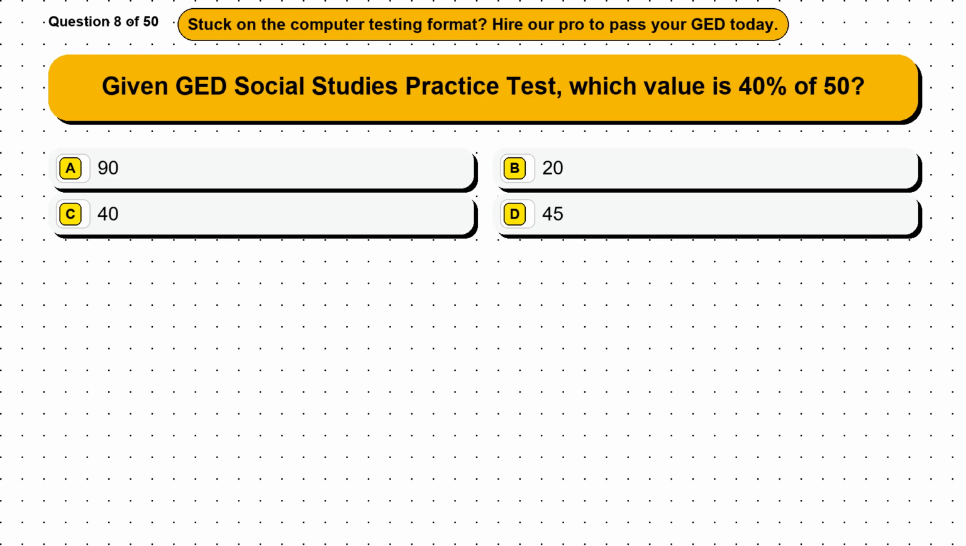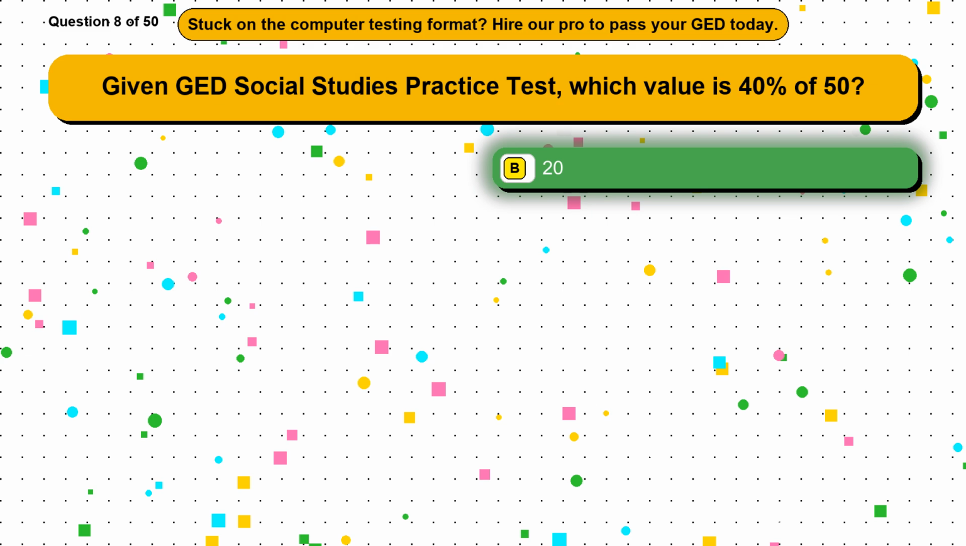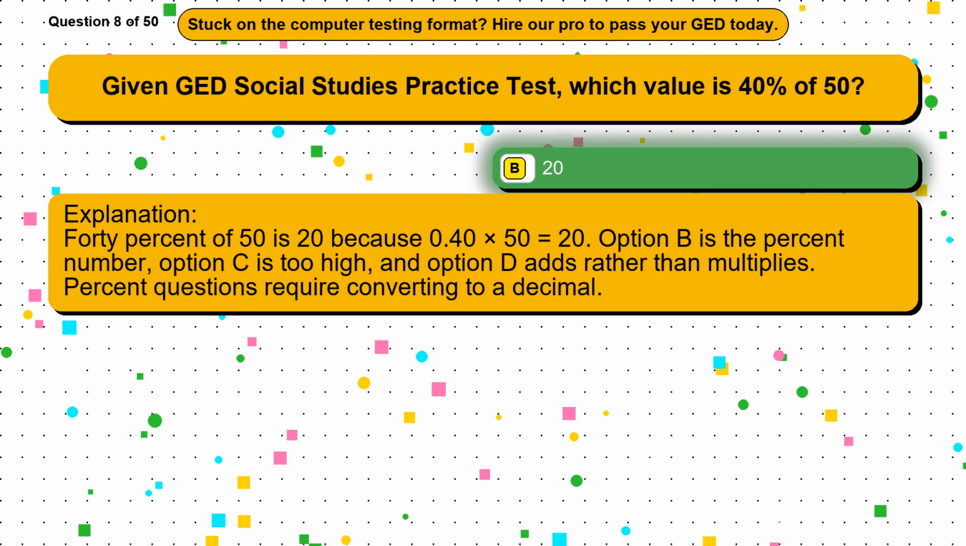Question 8. Given GED Social Studies Practice Test, which value is 40% of 50? Option A, 90. Option B, 20. Option C, 40. Option D, 45. The correct answer is option B, 20. 40% of 50 is 20 because 0.40 times 50 equals 20. Option A is the percent number, option C is too high, and option D adds rather than multiplies. Percent questions require converting to a decimal.